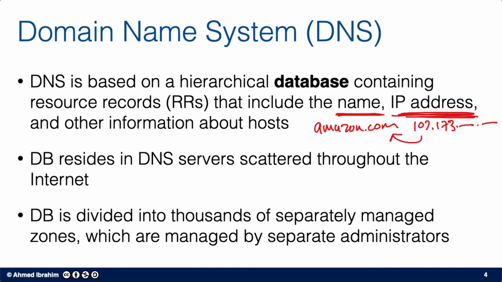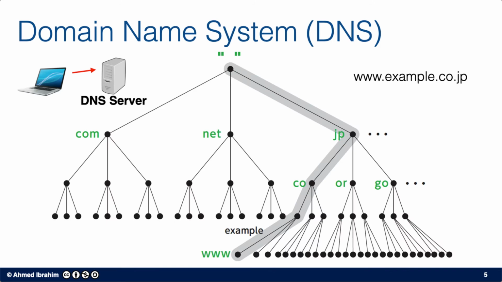But DNS servers are not residing in one place. The database for the DNS servers is scattered throughout the internet. It is divided into thousands of separately managed zones, which are managed by separate administrators. The best way to explain this is by looking at an example. Say we want to navigate to www.example.co.jp, and we are sitting on this laptop here, and our laptop is set to use our local DNS server in order to resolve host names into IP addresses.